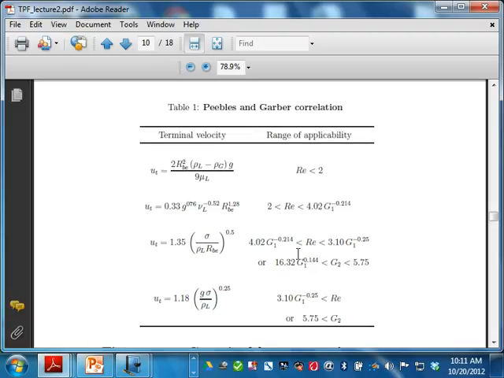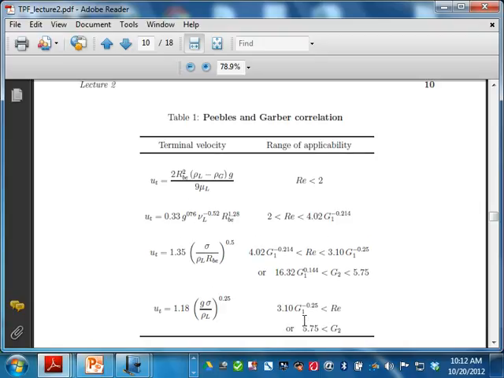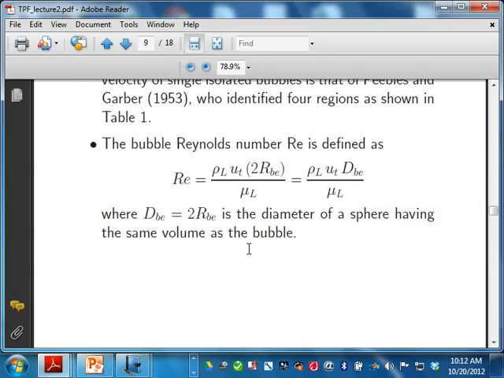I think these ones are low Reynolds number. These are for very small bubbles. Some correlation they can use to predict the rise velocity. And down here is for very big bubbles. What is the Reynolds number for the bubble? The Reynolds number for the bubble is rho L, the liquid density, times the terminal velocity of the bubble, times 2 r, the radius of the bubble, divided by mu, the viscosity of the liquid. But U_T you don't know.